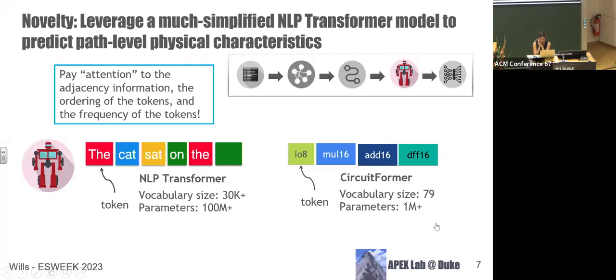Okay, so besides this, rather than trying to understand each word or each functional unit independently, this model, CircuitFormer, is actually going to understand the relationships between words and pay attention to adjacency information, ordering of the tokens, and also the frequency of the tokens to obtain a much more accurate model.